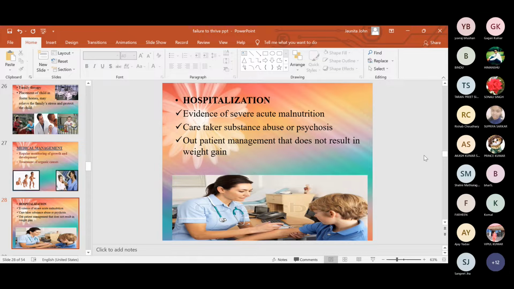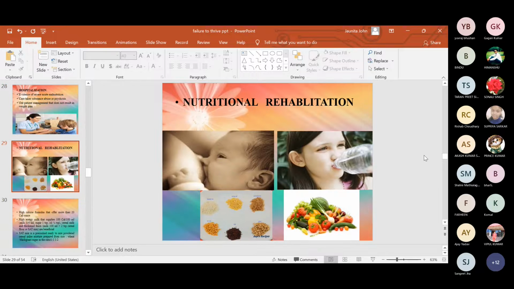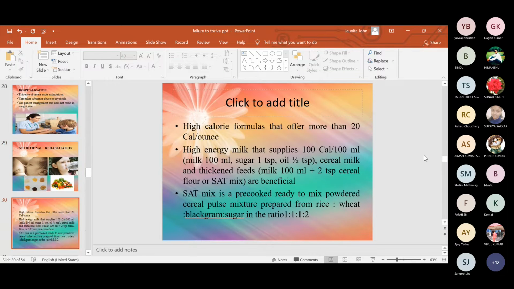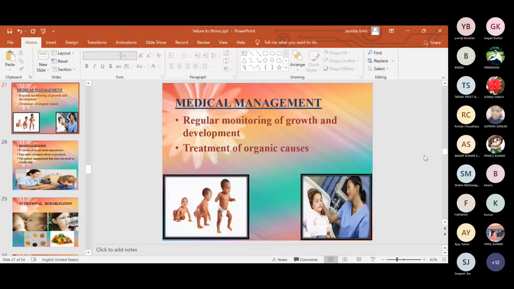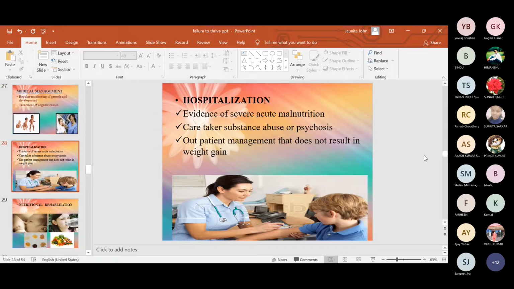आउटपेशेंट मैनेजमेंट दैट डज नॉट रिजल्ट इन वेट गेन। ऐसा कोई मैनेजमेंट बाहर हो रहा था हॉस्पिटलाइजेशन से पहले, जिसकी वजह से वेट गेन नहीं हो पा रहा है और बेबी इज सफरिंग बिकॉज ऑफ दैट, that comes under hospitalization. I hope you all are getting my point because the topic is little vast. We can cut short also, but at the same time you all should get till here. Everybody have got the topic till hospitalization.